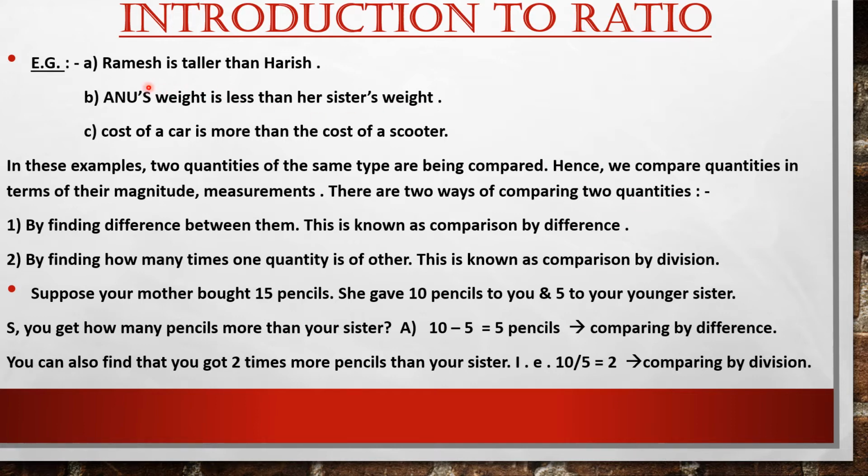For example, Ramesh is taller than Harish. Anu's weight is less than her sister's weight. Cost of a car is more than the cost of a scooter. In these examples, two quantities of the same type are being compared.